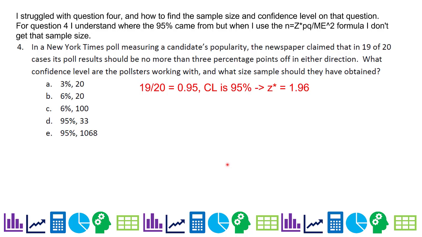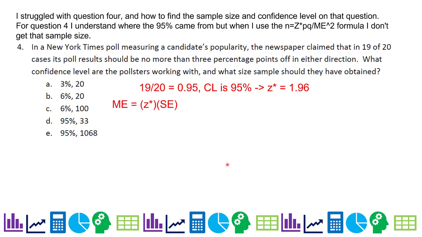So that's 0.95, also known as a confidence level of 95%. So we have memorized, hopefully, that the critical value for a 95% confidence level is 1.96. Now they said, what sample size should they obtain? Well, we're going to calculate that. So that's margin of error, because we know we want a margin of error of 3 percentage points.